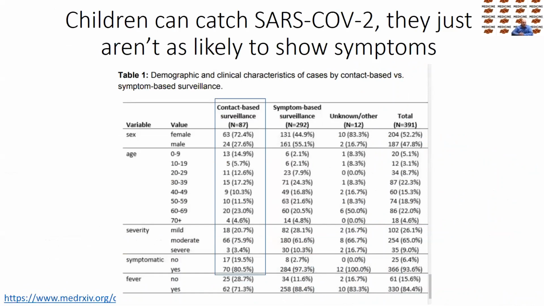And one of the questions about kids is, can they catch it? And of course they can catch SARS-CoV-2. They just aren't as likely to show symptoms. And this is kind of a scary fact that they found in China. These are people who did not have symptoms but were tested. They were contact-based. So a family member is diagnosed and they wanted to test the family. And what they found is that about 15% of these kids 0 to 9 years old tested positive, but they had absolutely no symptoms. And that is somewhat concerning because the kids could pass this along to the adults and grandparents and great-grandparents.